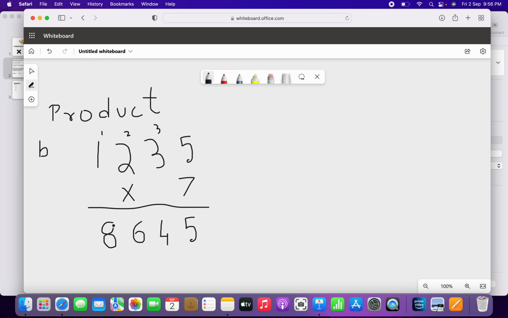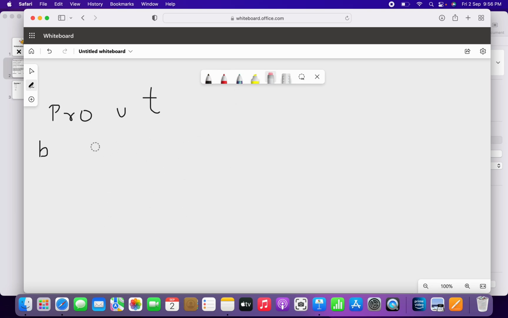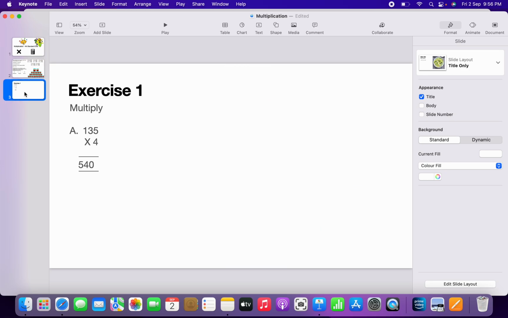So the product of 1235 multiplied by 7 is 8645. That completes the third question. Now let's quickly go for the fourth one. What it says: a shopkeeper sells a pot for 1335 rupees. Let's quickly write it here.